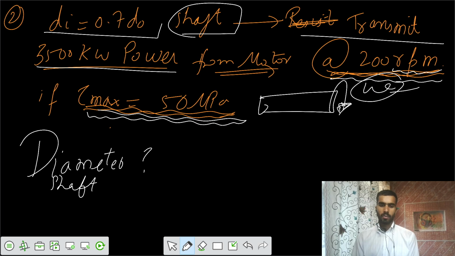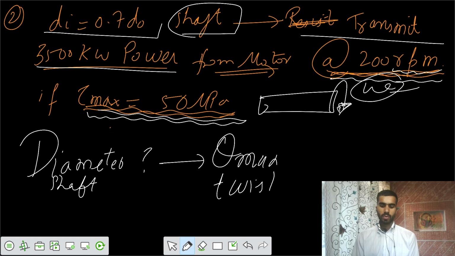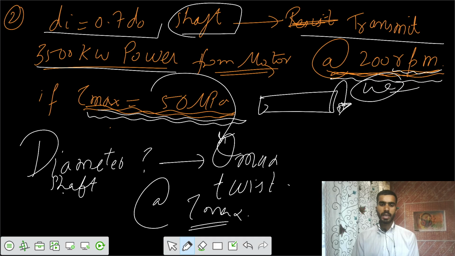And after that, you have to get the value of the maximum angle of twist also at tau max. So once you have the value of diameter, you say at this value of tau max, what should be the value of T? What should be the value of theta?